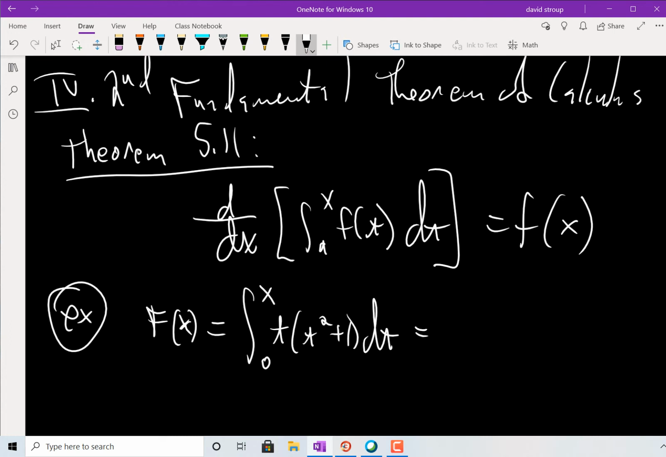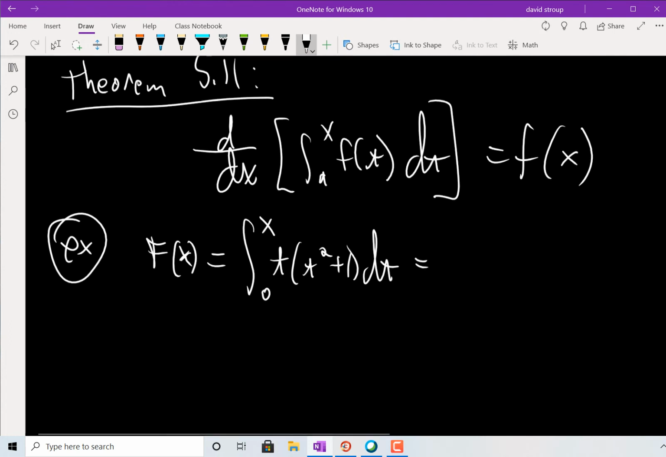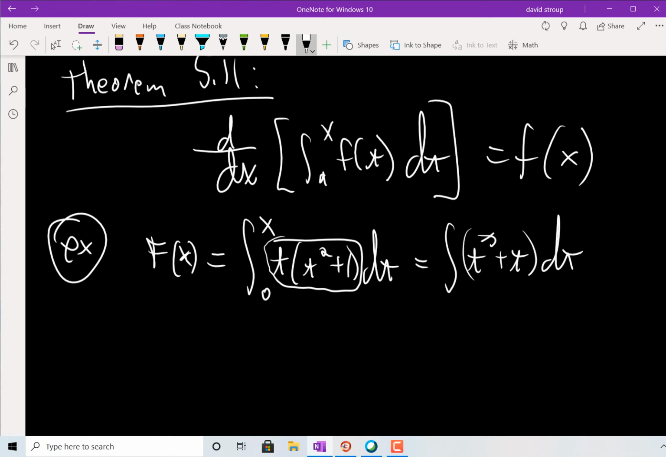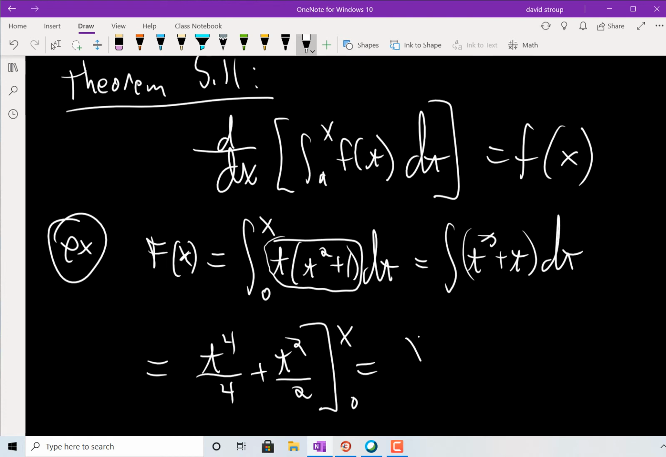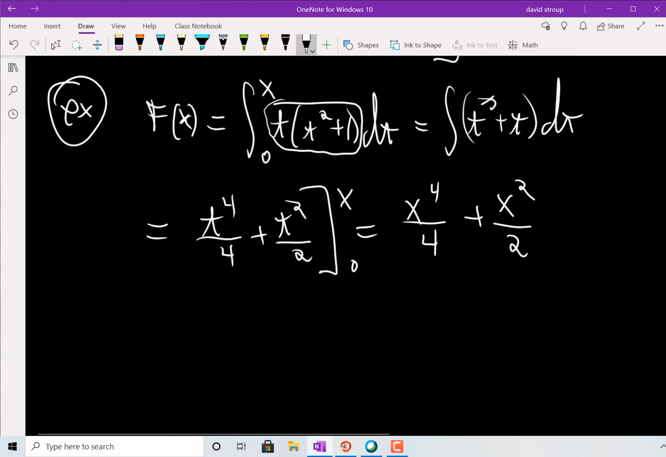So let's evaluate it, and then we'll get the derivative of it, and the derivative should be this part here inside. Anyways, let's evaluate it first. I have t cubed plus t. I have to distribute before I can evaluate. That'll equal t to the 4th over 4 plus t squared over 2, evaluated from 0 to x. If you plug in x, you get x to the 4th over 4 plus x squared over 2, minus 0 to the 4th over 4, which is 0, plus 0 squared over 2, which is 0. So that second part will just be 0.